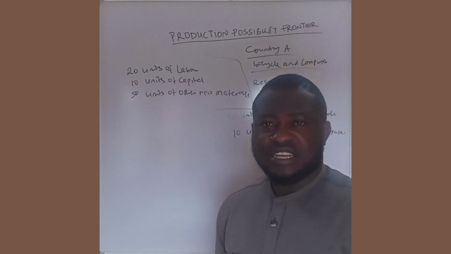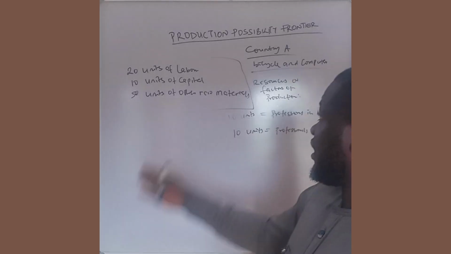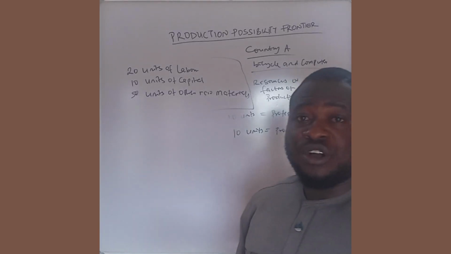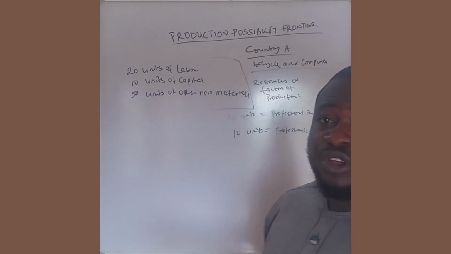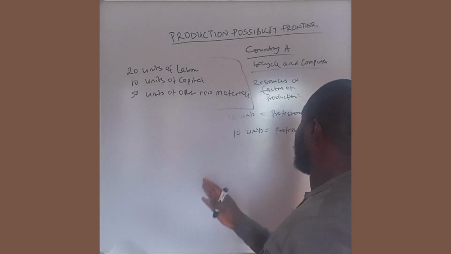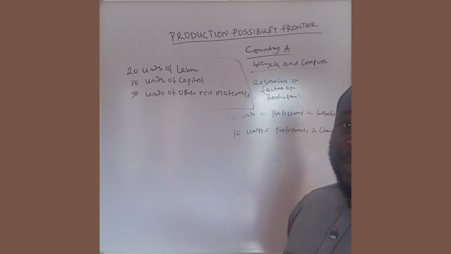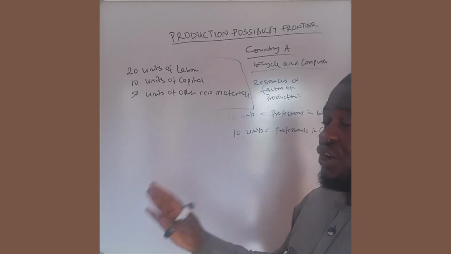Finally, let's assume that in country A, all the factors of production available, including the labor and capital, are efficiently employed. Hence, there is no unemployment in country A, and all the capital available is being fully utilized. There is nothing like suboptimal utilization of any of the capital.